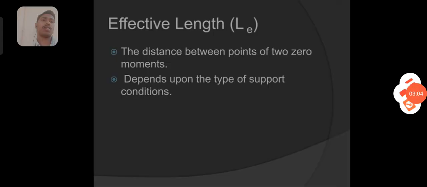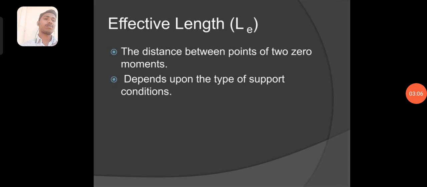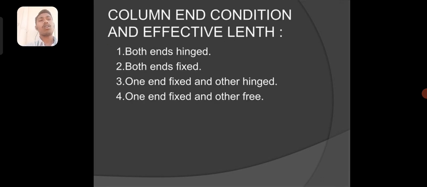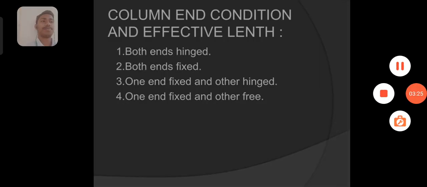And effective length is the distance between the points of two zero moments, which depends upon the type of support conditions. Column end conditions and effective length: both ends hinged, both ends fixed, one end fixed and the other hinged, and one end fixed and the other free.